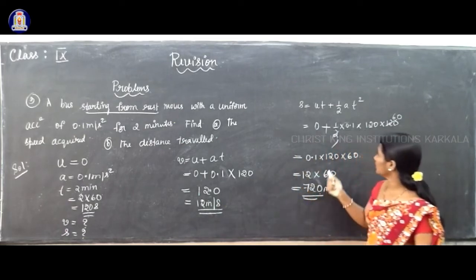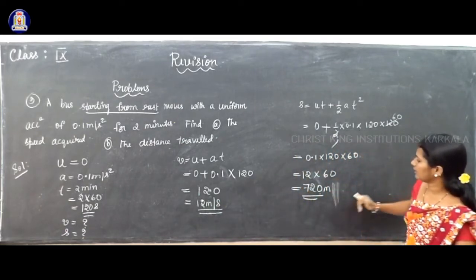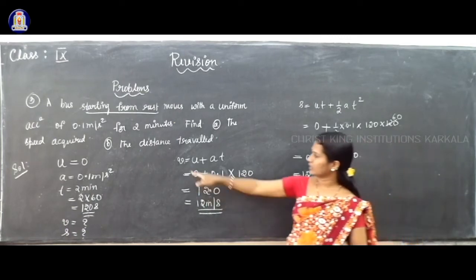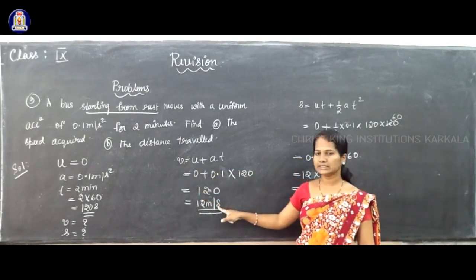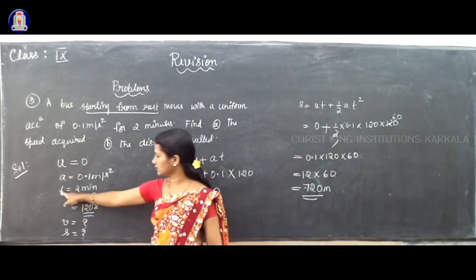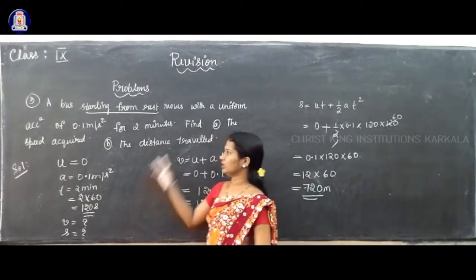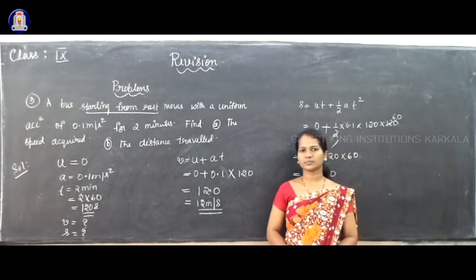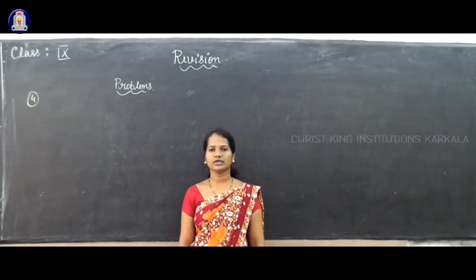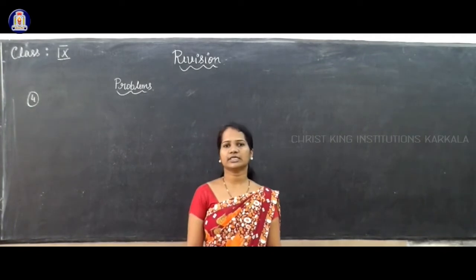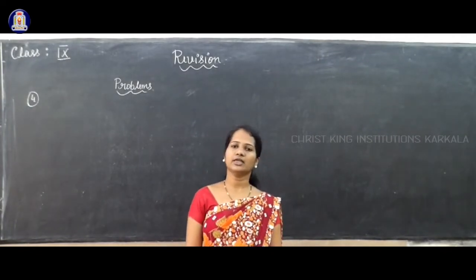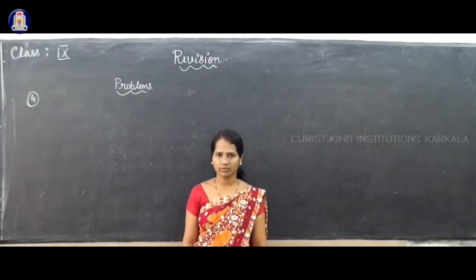So distance traveled is 720 meter and the final velocity is 12 meter per second. Sorry, distance traveled is not meter per second. The SI unit of distance traveled is meter. The SI unit of final velocity, speed, is meter per second. The SI unit of time is second. So in this way we can solve this question. Now we'll solve problems related to Newton's second law. The mathematical form of Newton's second law can be written as F equal to m into a. Based on this formula, we'll solve some problems.